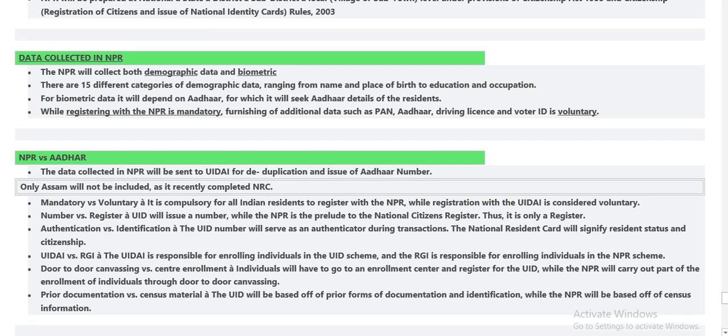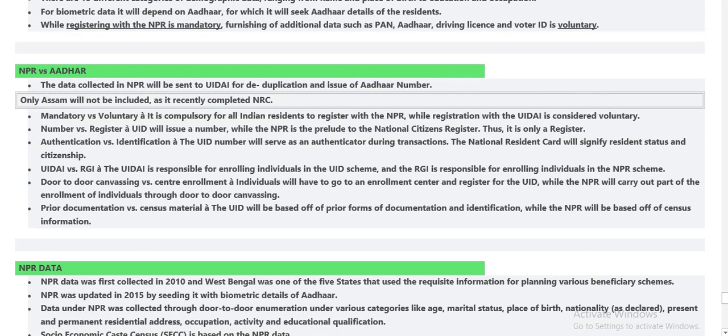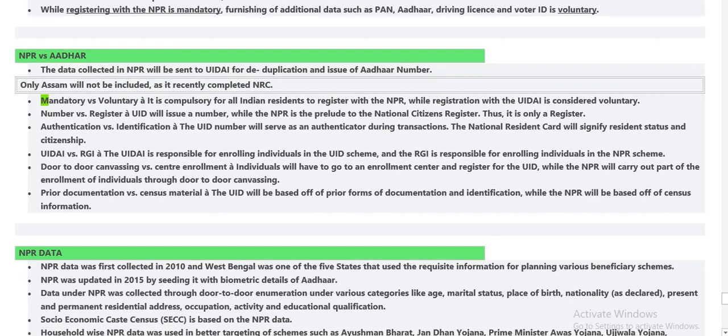Data collected in NPR. The NPR will collect both demographic data and biometric data. There are 15 different categories of demographic data, ranging from name and place of birth to education and occupation. For biometric data, it will depend on Aadhaar, for which it will seek Aadhaar details of the residents. While registering with the NPR is mandatory, furnishing of additional data such as PAN, Aadhaar, driving license and voter ID is voluntary.